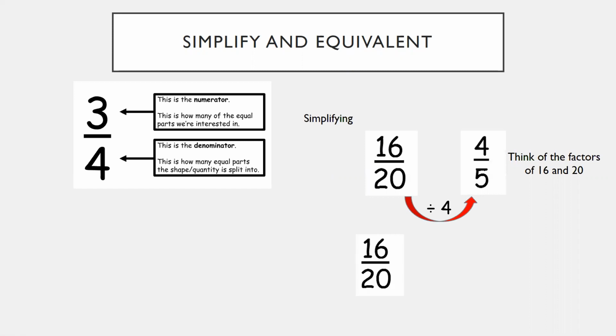Also, I know that these numbers are even, so they could be halved. So if I divide them by 2, that gives me 8 over 10, and they can also be halved again, and that gives me 4/5.